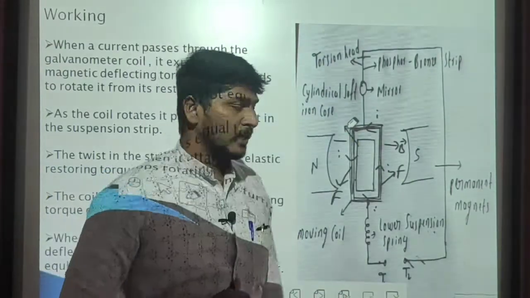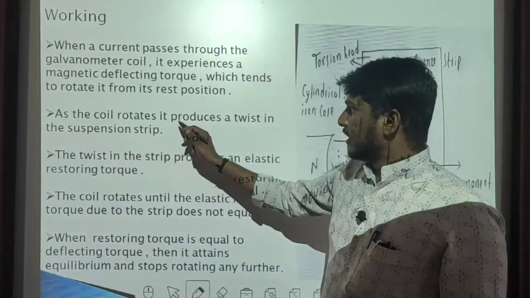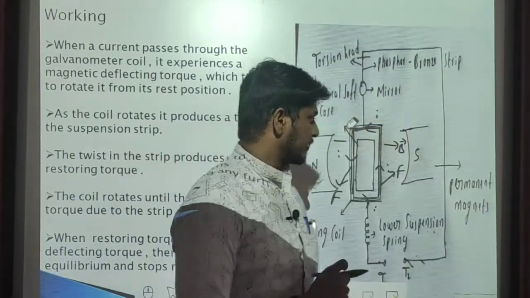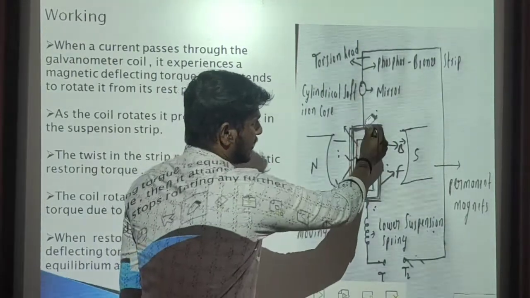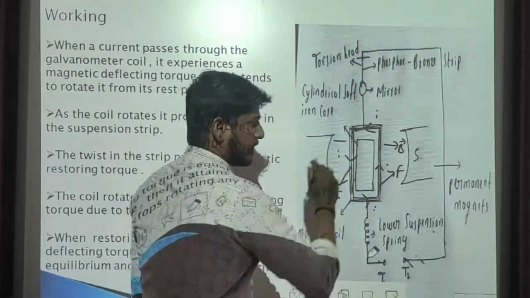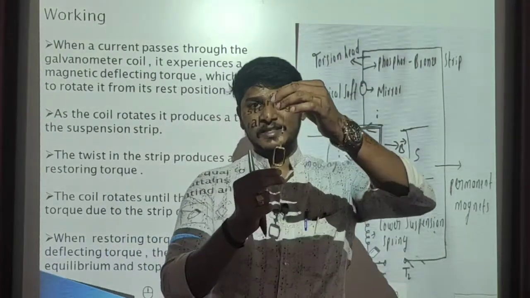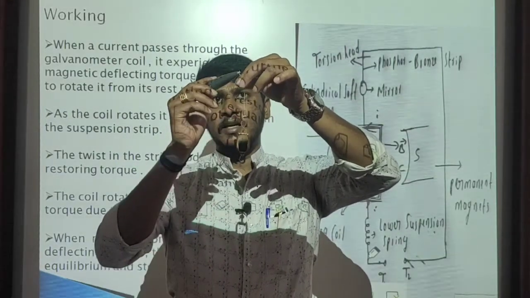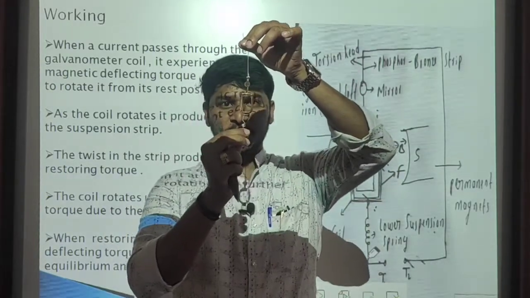Now let us see the next point. As the coil rotates, it produces a twist in the suspension strip. Here I will try to explain the same situation with this example. This is the copper coil, this is the mirror, and this is the suspension strip. This is the suspension spring.